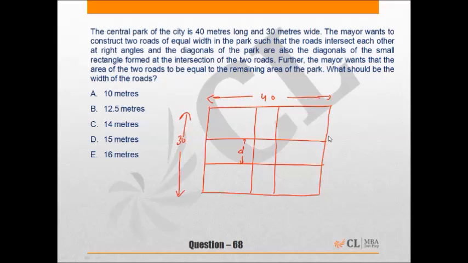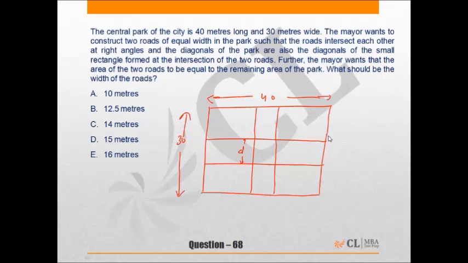As per the given information, the figure would look like as shown on the slide. Here the length of the park is 40 meters and its breadth is 30 meters, and there are two roads which are perpendicular to each other such that the triangle formed by intersection of these roads has the same diagonal, that is the diagonal of the park.